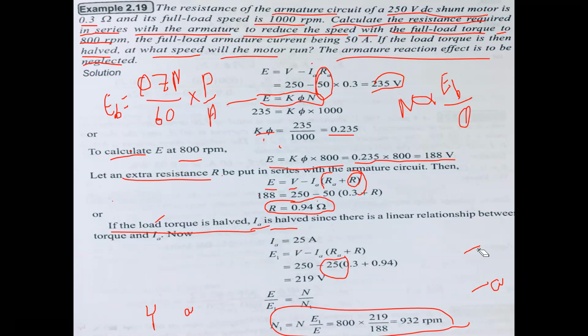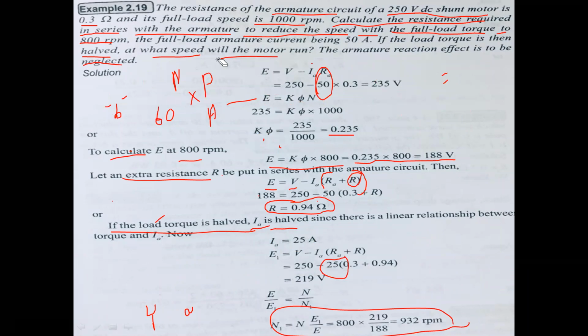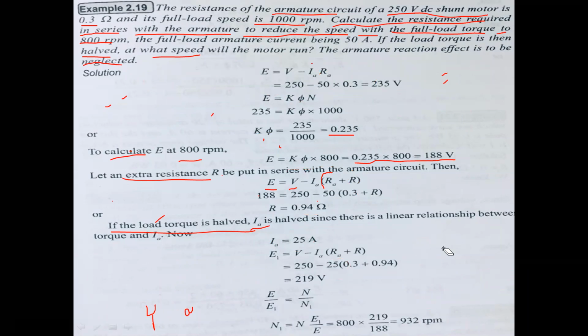In a shunt motor, torque is proportional to armature current. In a series motor, torque is proportional to Ia square, because flux is proportional to armature current in a series motor. So torque is proportional to phi Ia, and flux is proportional to Ia, so torque is proportional to Ia square in a series motor.